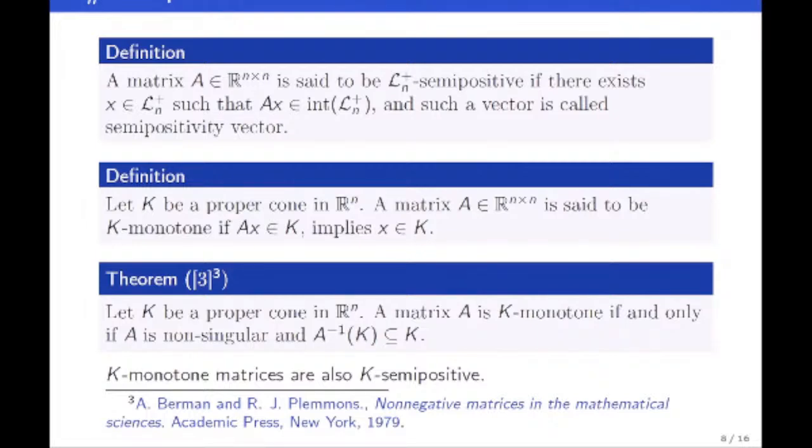Now, for any proper cone K, a matrix A is said to be a K-monotone matrix if Ax belongs to K implies x belongs to K. We are interested in Ln plus monotone matrices. The last result states that for any proper cone K, if A is a K-monotone matrix, then A is non-singular and A inverse of K is a subset of K. That means A inverse belongs to pi(K). Now, this definition of K-monotone and the result together imply that K-monotone matrices are also K semi-positive.